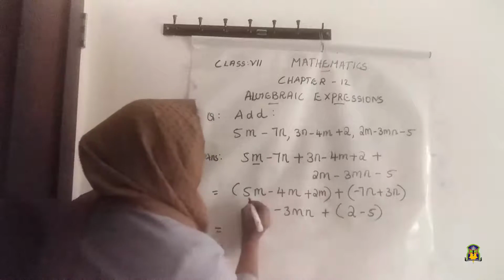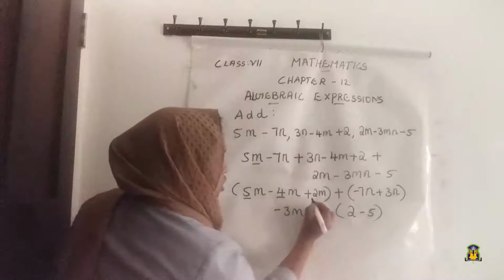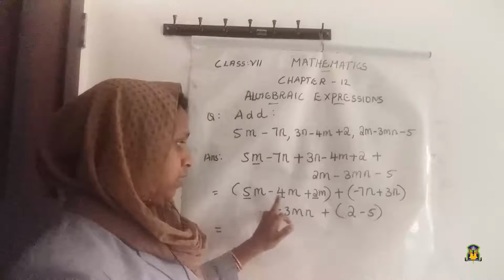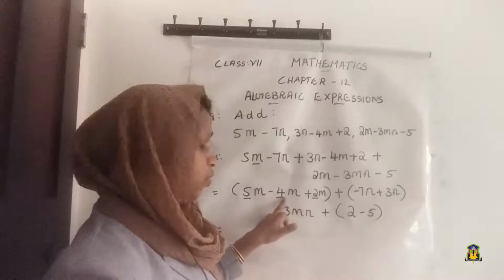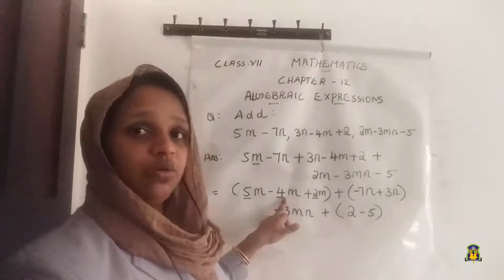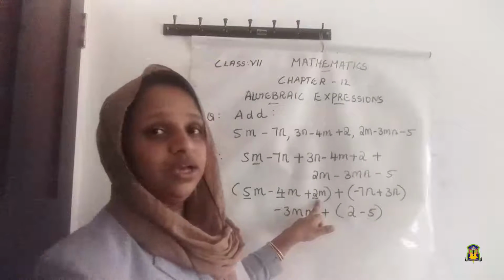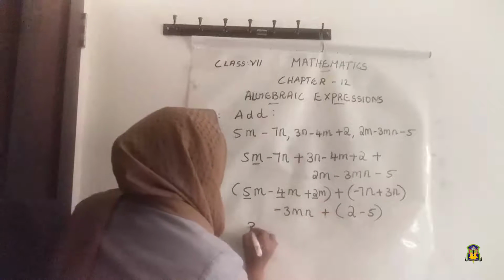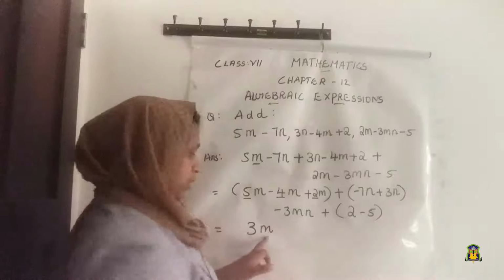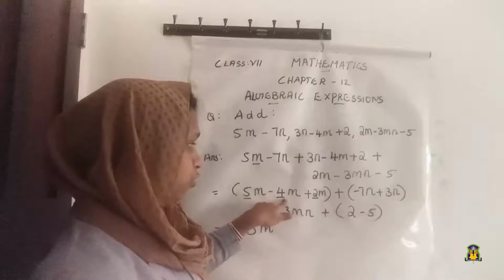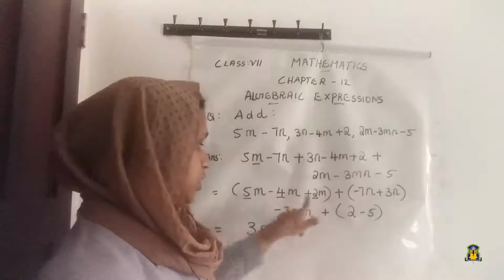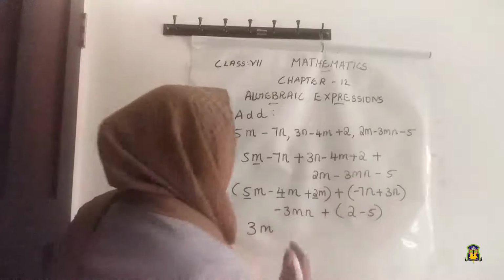Next, see the m terms. We want to add or subtract those numbers. See this, 5 minus 4, it is 1. 1 plus 2, 3. So 3m. So m we write as it is. So just do this: 5 minus 4 is 1, 1 plus 2 is 3. Next, the n terms.